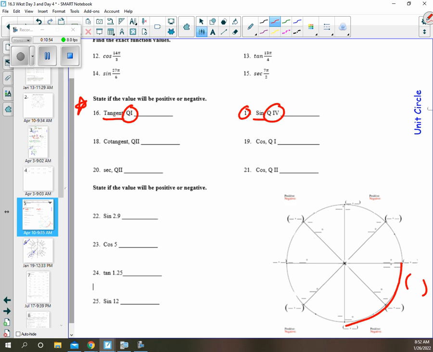Well, sine, the x or the y? It's the y. It's the second coordinate. So I know that they're going to be negative. So sine in quadrant 4, it's going to be a negative answer. That's all they're looking at for the first ones. And remember, anything that's a reciprocal has the same sign as the original.